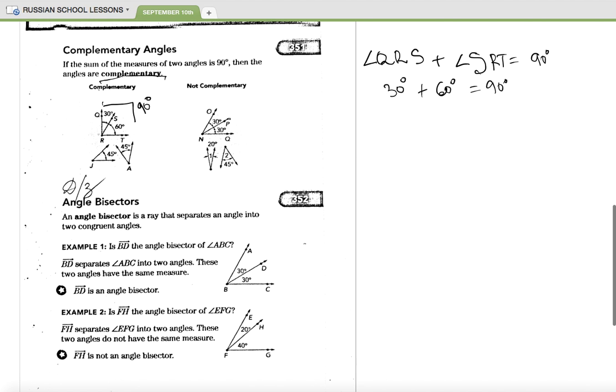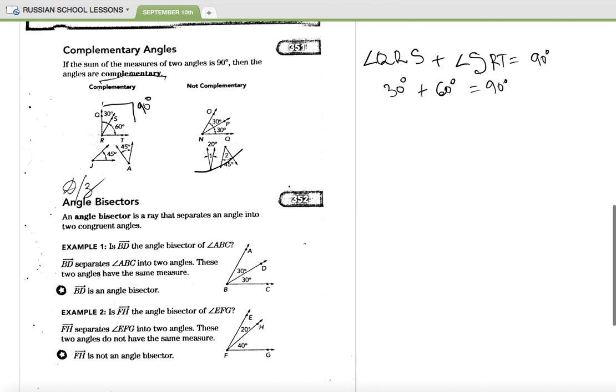For example, these two angles here, 45 and 45, they're also 90, so they are complementary. But 30 plus 30 is 60. They are not 90, so it's not complementary. And these two are not complementary angles. Okay, and then angle bisectors.